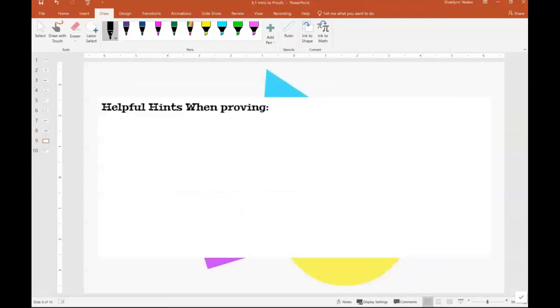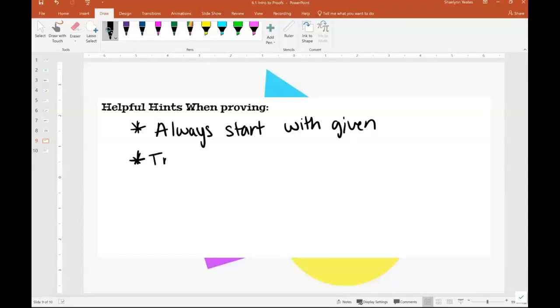Okay, so here are some helpful hints when proving. Always start with the given. Whatever you're given, that is what you're going to want to start with. The next thing is, if you're getting stuck, try working backwards.